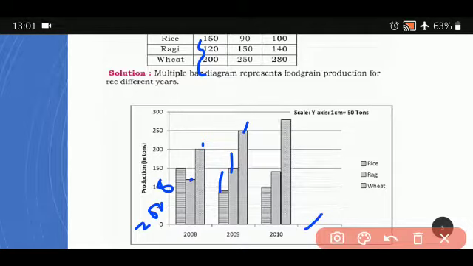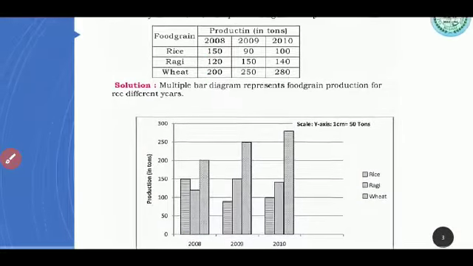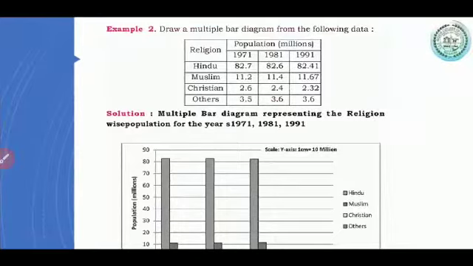Then for 2010, first the rice production is 100, see the 100 value here, then 140 for ragi and 280 for wheat. You only have to see those values, take a proper systematic scale of your choice, and mark the values. The years are 2008, 2009 and 2010, and you have made an index here. This is very, very important. On the y axis you write the production, and on the x axis the years. So this is an example of a multiple bar diagram. We will check one more example of the same type.